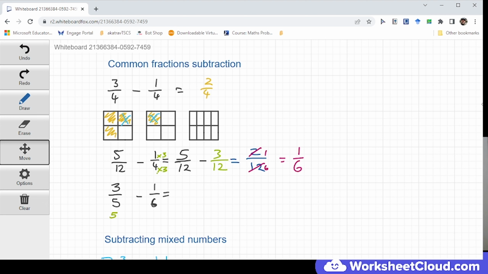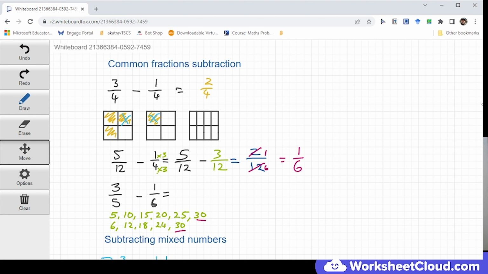I'm going to jot down the first few terms of each of the times tables. I normally do 5 to start with. And let me do 6, 12, 18, 24, 30. Okay, I haven't found anything, so I'm going to do some more. There we go. Got one. 30 is in both of those times tables.